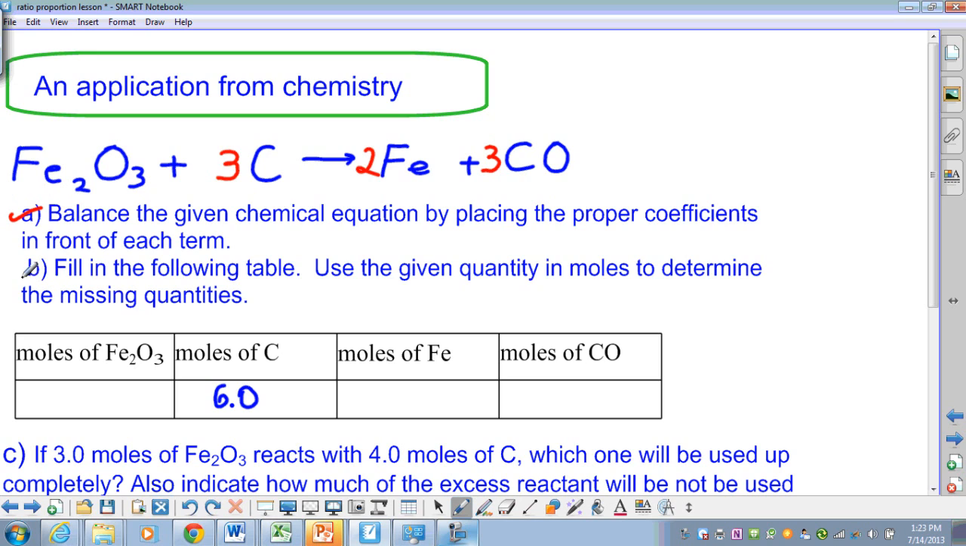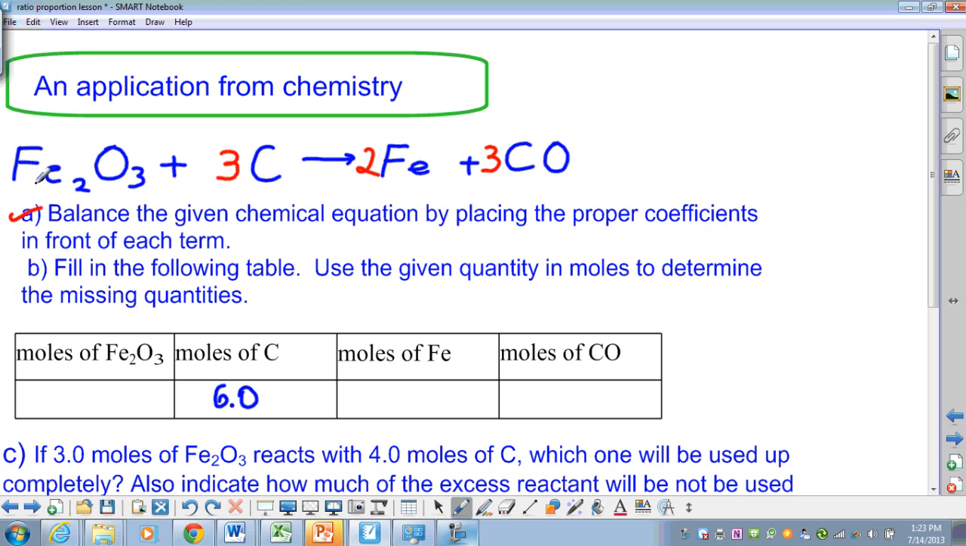Now let's focus on part B. Fill in the following table. Use the given quantity in moles to determine the missing quantities. And something we pointed out in the last few segments is the balanced equation gives you basically the code that must be satisfied in terms of ratios of moles.